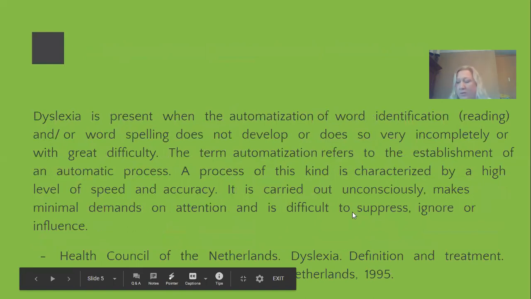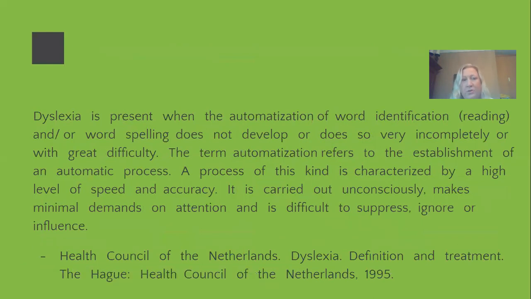So just to broaden our thinking a little bit, it's interesting to look across the world, because we know dyslexia occurs in all languages, but it can present differently depending on the nature of the language. In the Netherlands, this is their definition. Dyslexia is present when the automatization of word identification or word spelling does not develop or does so very incompletely or with great difficulty. The term automatization refers to the establishment of an automatic process. A process of this kind is characterized by a high level of speed and accuracy. It is carried out unconsciously, makes minimal demands on attention, and is difficult to suppress, ignore, or influence.